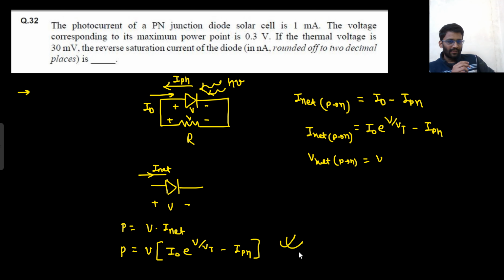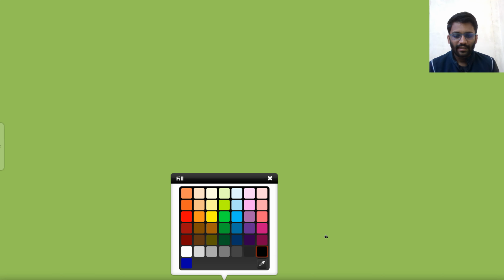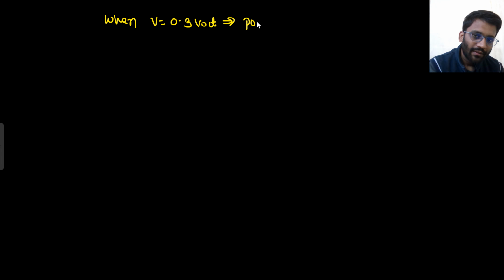They are saying that the voltage corresponding to its maximum power point is 0.3 volt. What does that mean? When the power is maximum, at that time your voltage is 0.3 volt. So when V is equal to 0.3 volt, the power will be maximum.